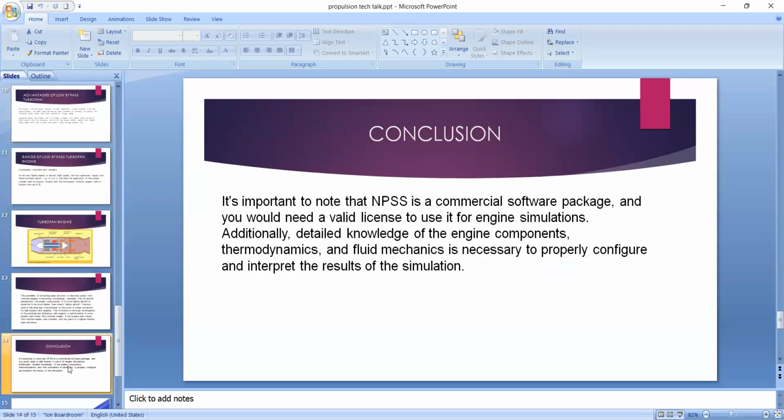Conclusion. It's important to note that NPSS is a commercial software package and you would need a valid license to use it for engine simulations. Additionally, detailed knowledge of the engine components, thermodynamics, and fluid mechanics is necessary to properly configure and interpret the results of the simulation.